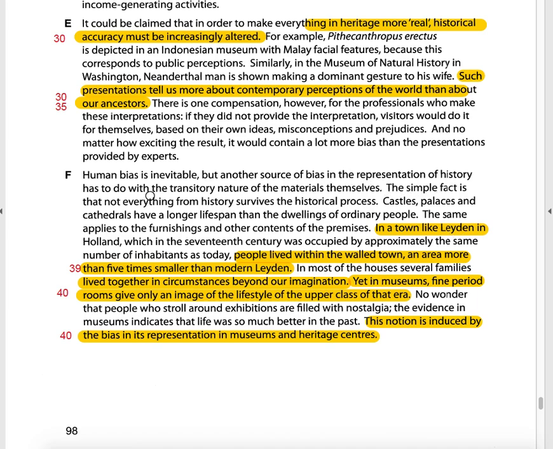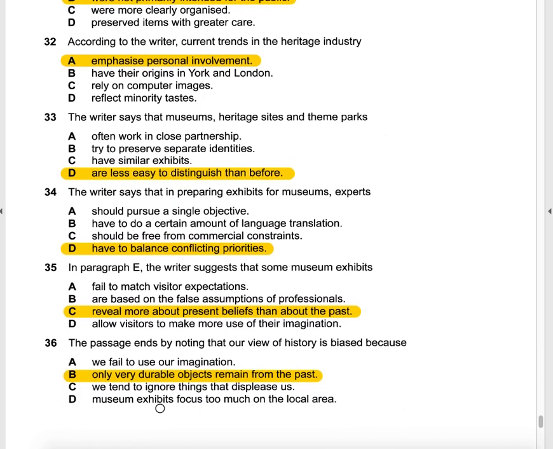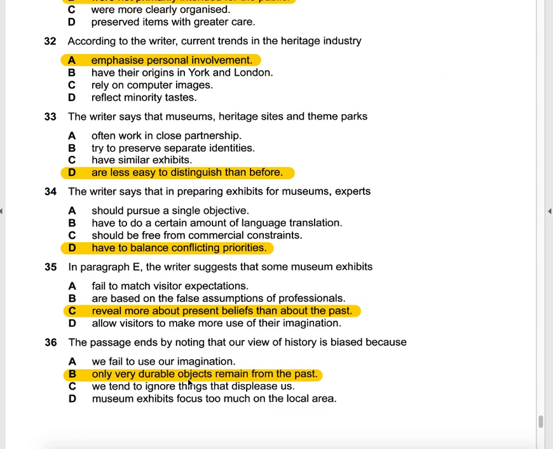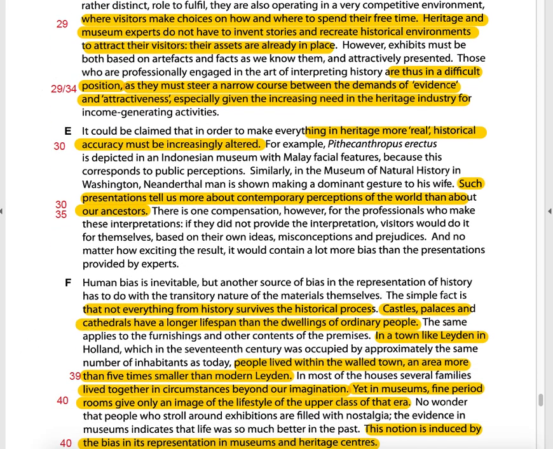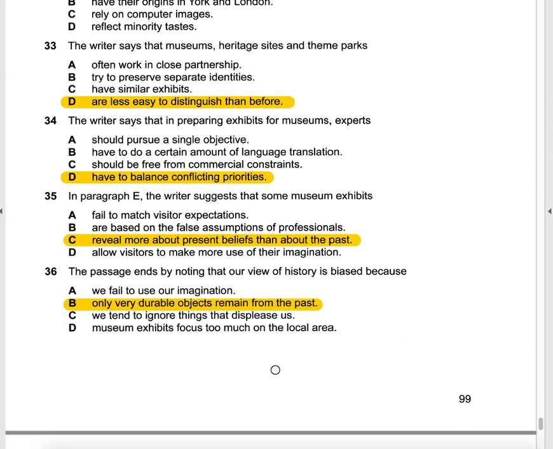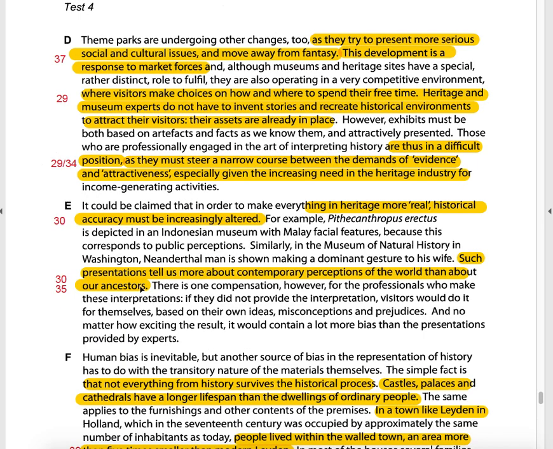Here it is. So not everything from history survives the historical process. Castles, palaces, and cathedrals have a longer lifespan than the dwellings of the ordinary people. And that's what it says here in B. Very durable objects like castles, right? Castles and palaces, they are durable. They are strong, so they survive. But the other things don't. So B for 36.